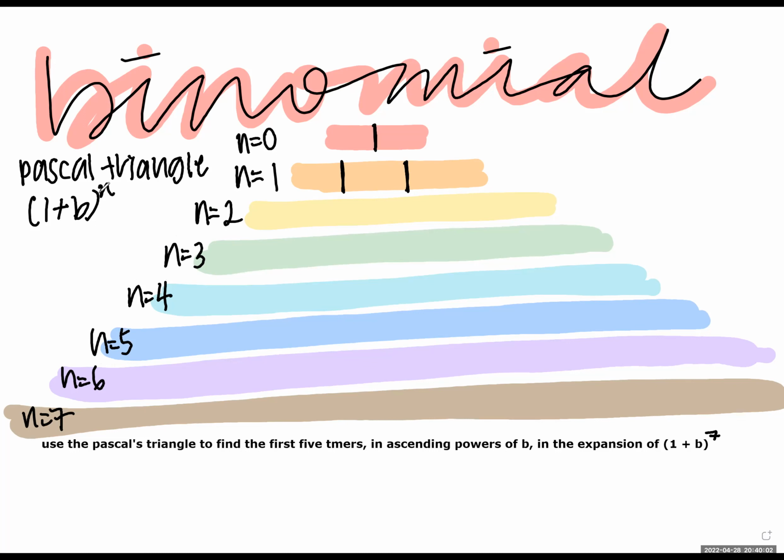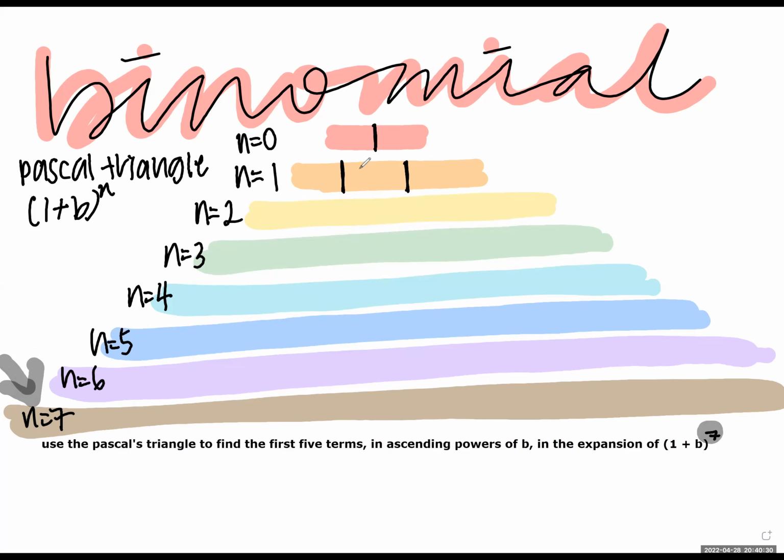Can you see, they say use the Pascal triangle to find the first 5 terms, in ascending power, in the expansion of this. So what does this mean? You can see that the power here is 7, which is the n value. Later we'll be focusing on the values in brown, but first I'm going to teach you how to derive them.